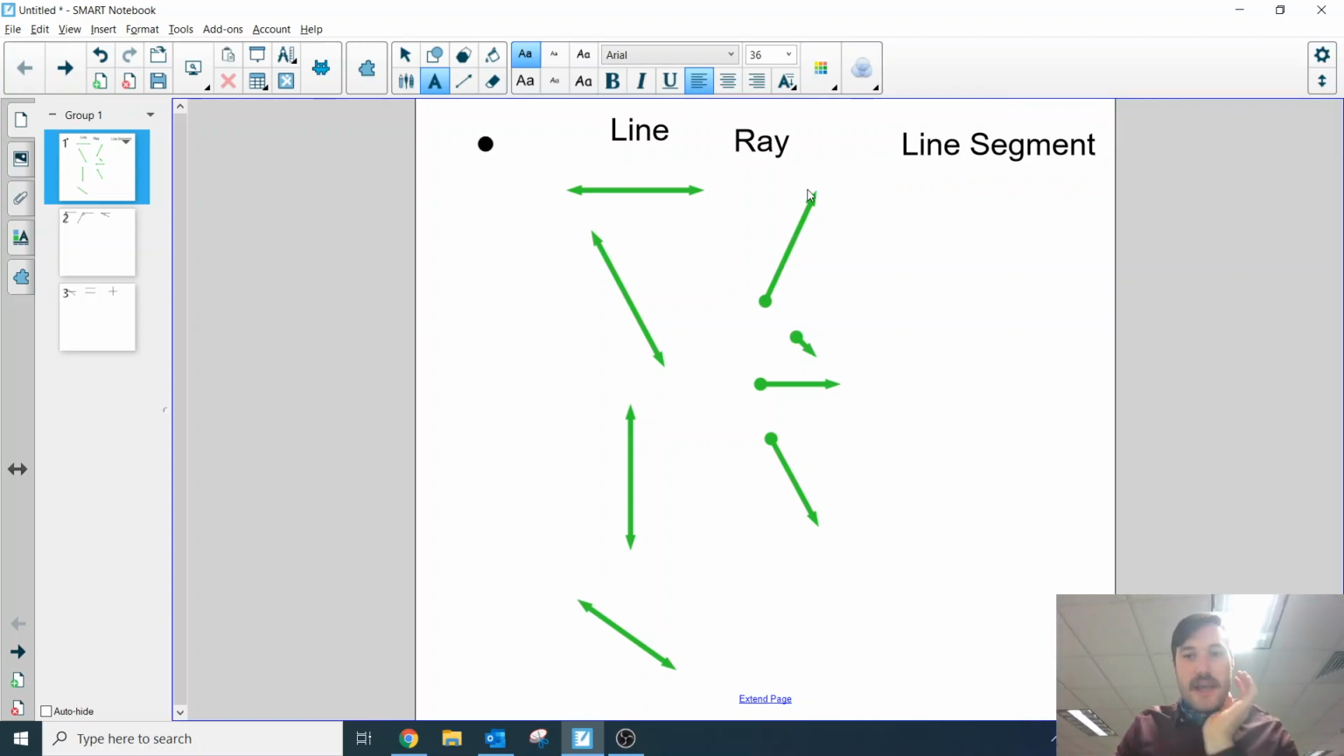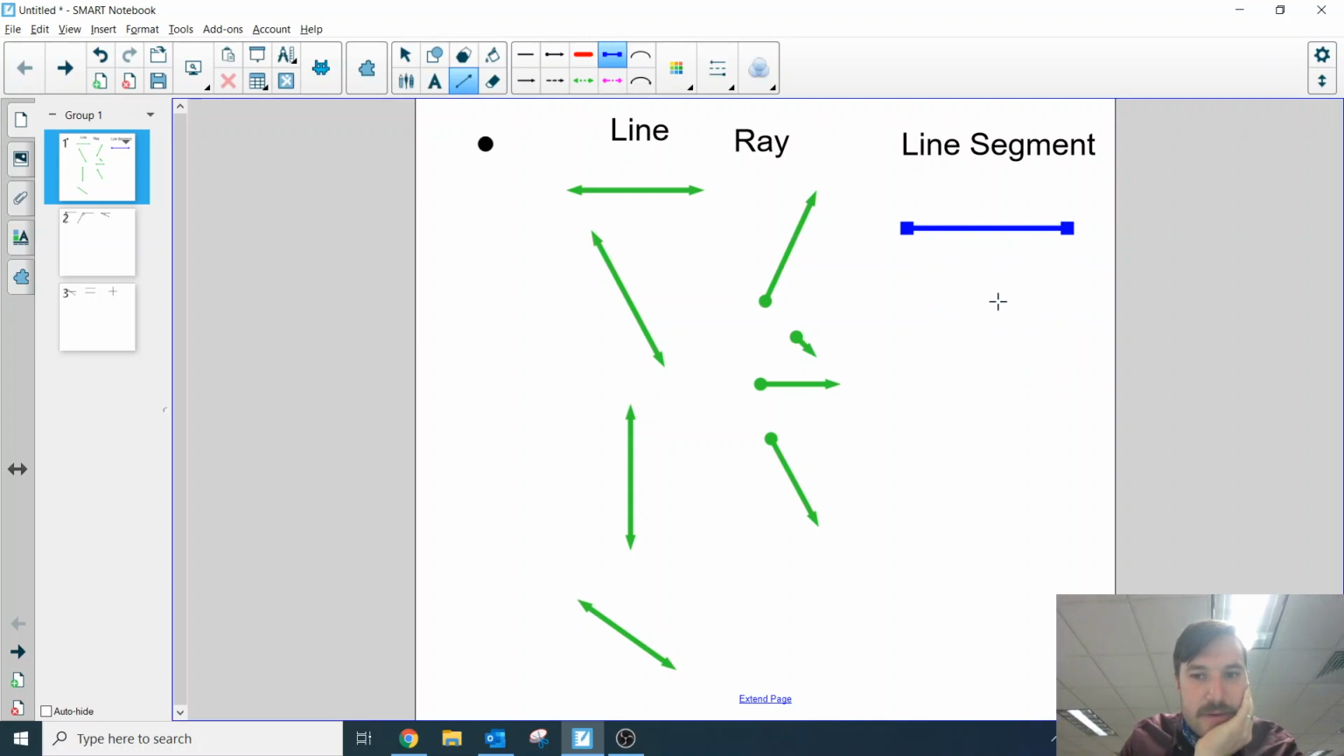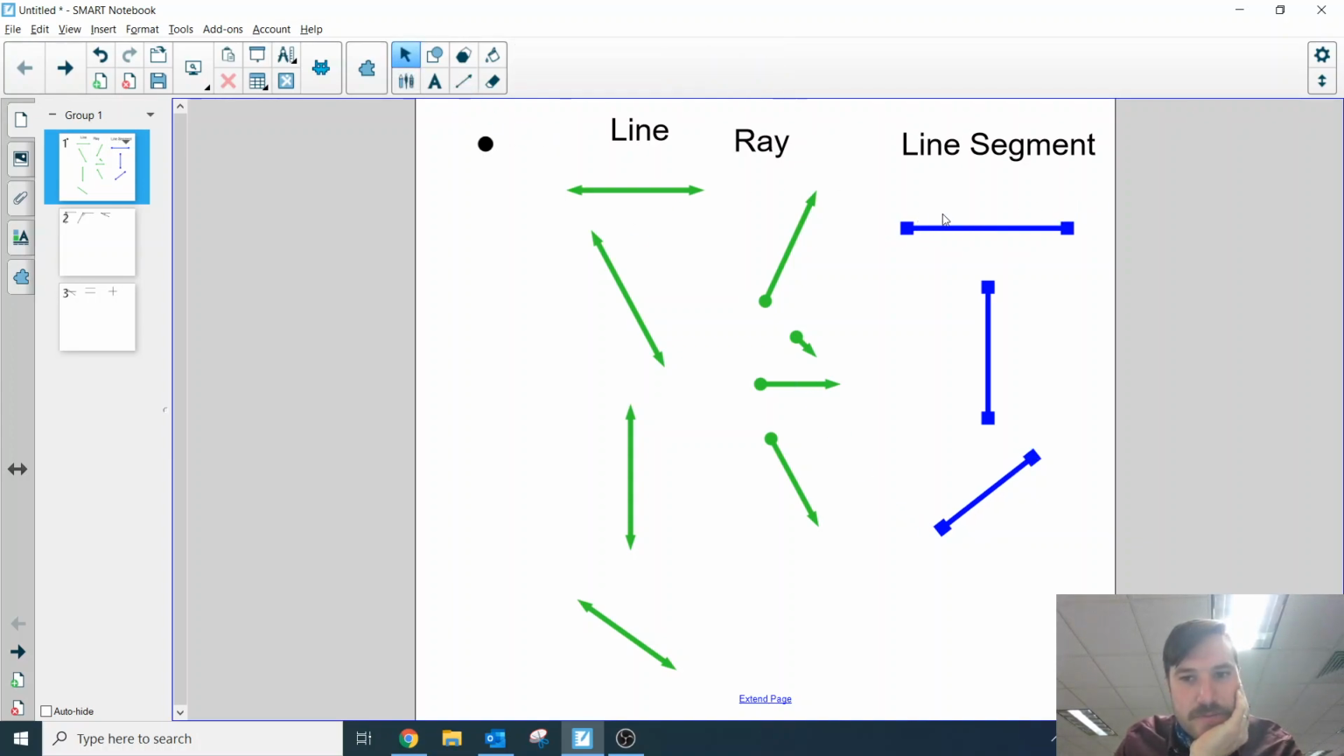A line segment is just any part of an already existing line or ray. So a line segment looks like this, or maybe this, or maybe this. So a line segment is part of a line. So if I'm looking at this line right here, a line segment might be from this point to this point. So it's just a part of a line. It doesn't go on forever in both directions. It just goes from one point all the way to the next.